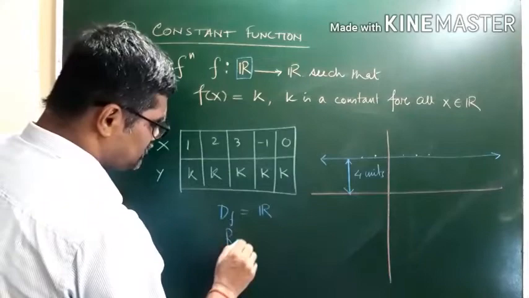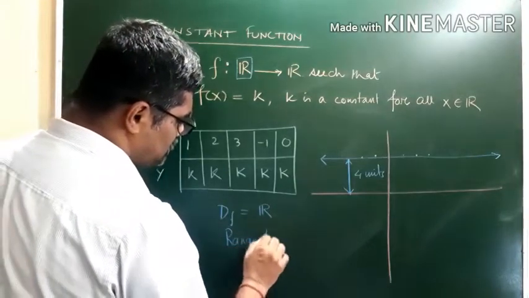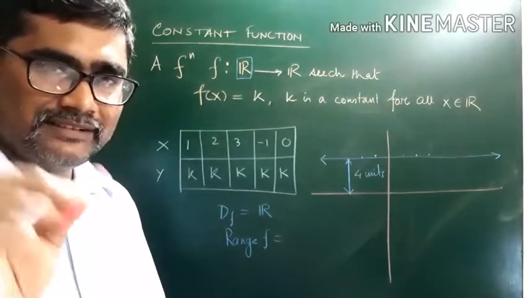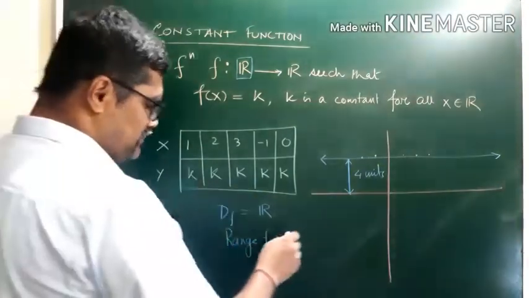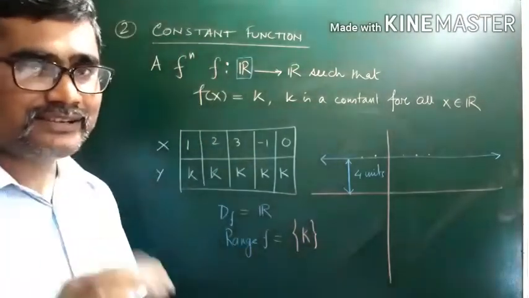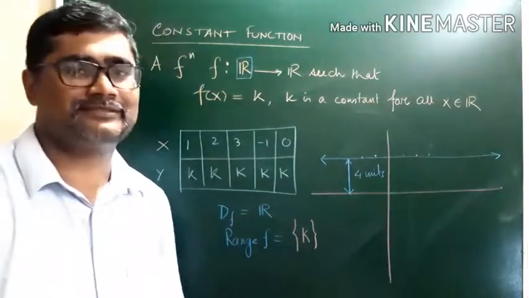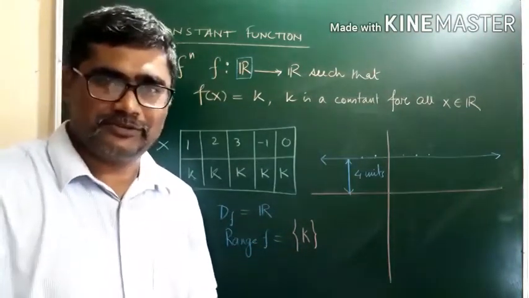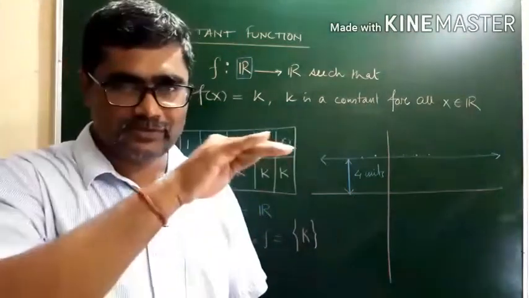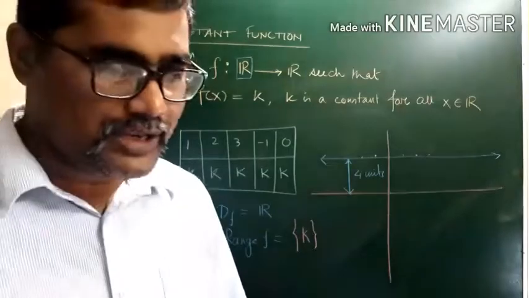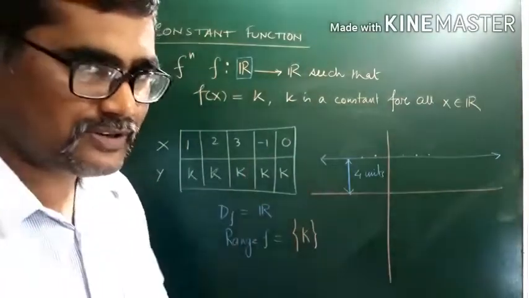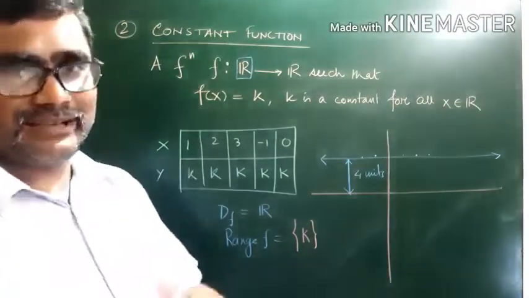What is the range? Codomain is also real number. But what is the range? Range means it is containing that value which is output. What is the output here? If I talk about, it is k. So singleton set k is the required range. Am I clear to you? So this is the graph of constant function which is always parallel to x-axis, and domain is the real number and range is a single point, right? So let's move on to the next graph.